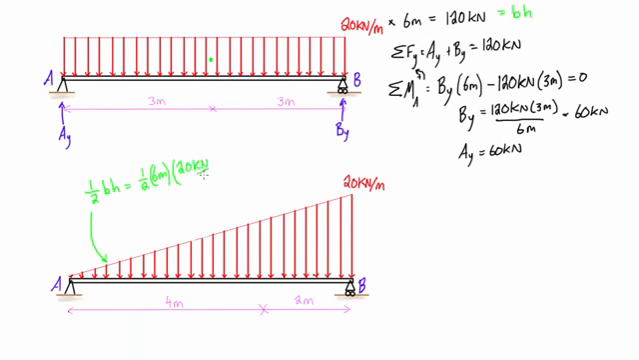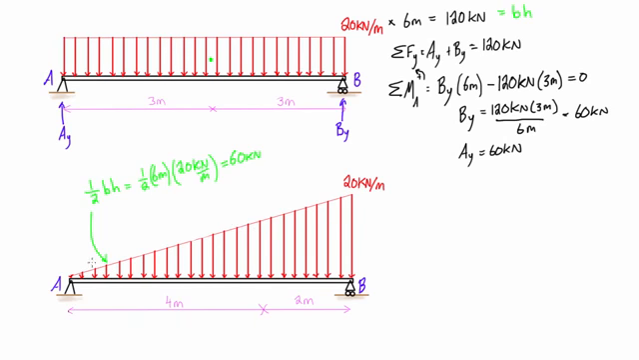Then we're going to get a total of 6 divided by 2 is 3 times 20, and we cancel out the units. We're going to get 60 kilonewtons, and that is the entire force that is being exerted by this triangular distributed load.